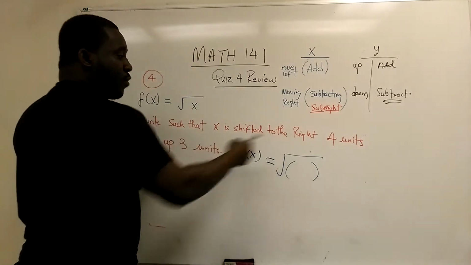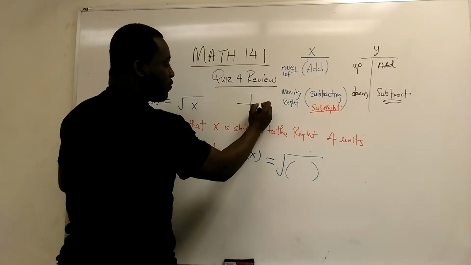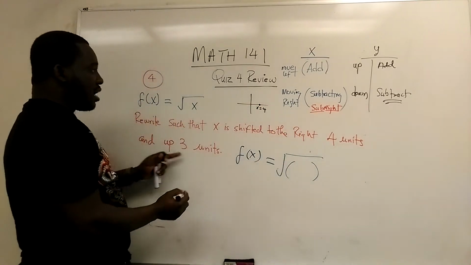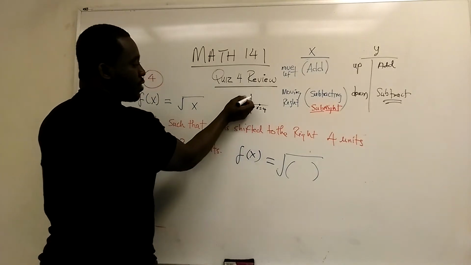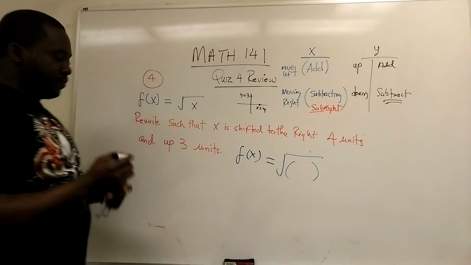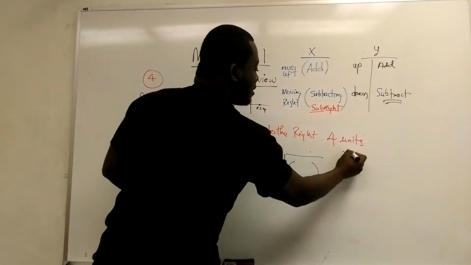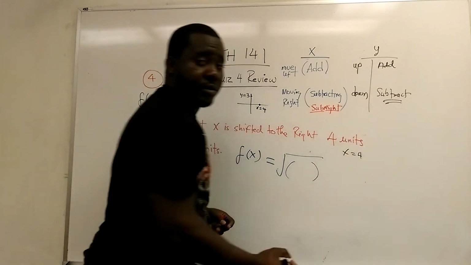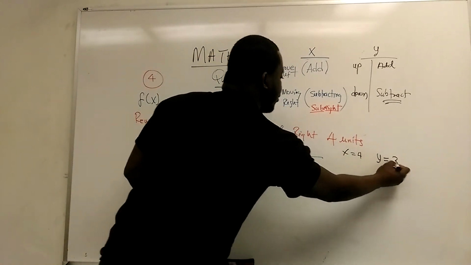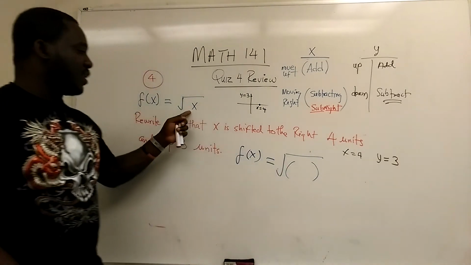So right 4 just means x and y axis. To the right 4 means x equals 4. That's what it means. And up 3 should be right here. It means y equals 3. So that's what this means right here. So I have x equals 4 and y equals 3. So this is the x part right here, because that's where the x is.